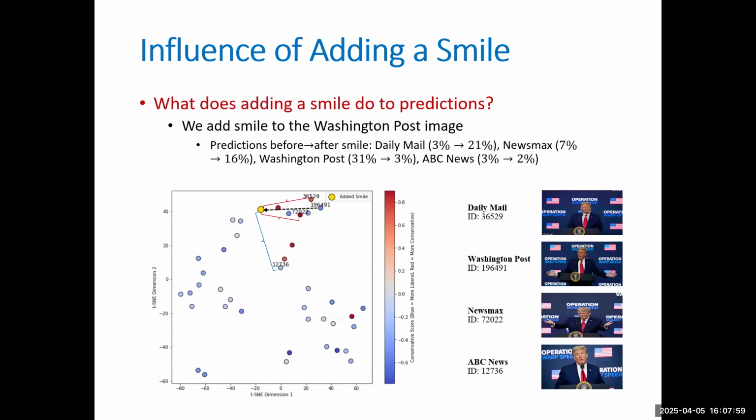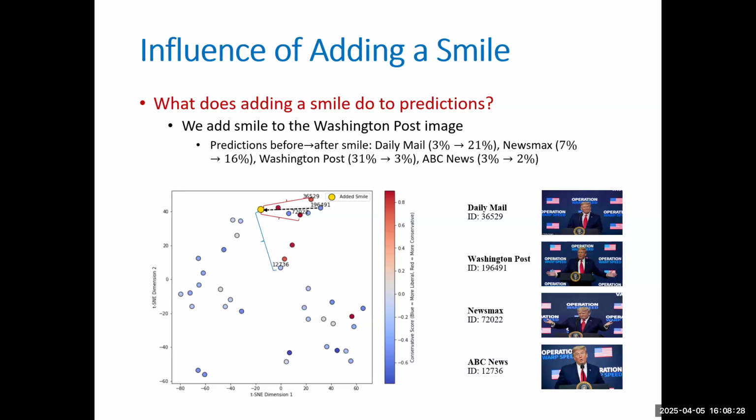If you look at the predicted probabilities, what you observe is that the probability for Washington Post before, on the test set, was 31%. After adding a smile, it becomes 3%. On the other side, for Daily Mail, it goes from 3% to 21%. For Newsmax, it goes from 7% to 16%. And for ABC News, it remains relatively unchanged.